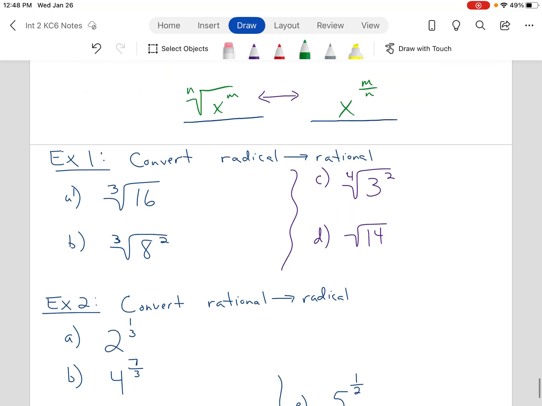All right, so example number 1, we're going to convert from radical to rational exponents. Okay, so I'm looking at letter A. I have the third root of 16. Okay, so your exponent here, if they don't write an exponent, remember that there is an invisible 1 there. So this 1 will become my top number, and this 3 will become my bottom number in a fraction. So this is actually 16 to the 1/3 power, and that's it.